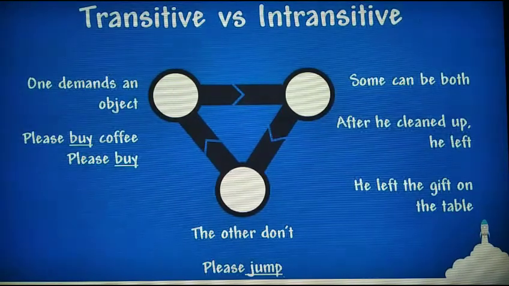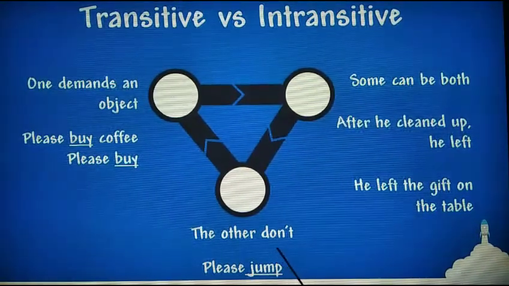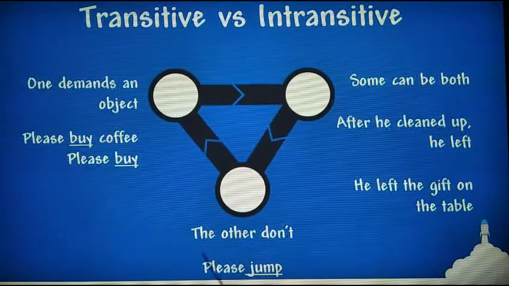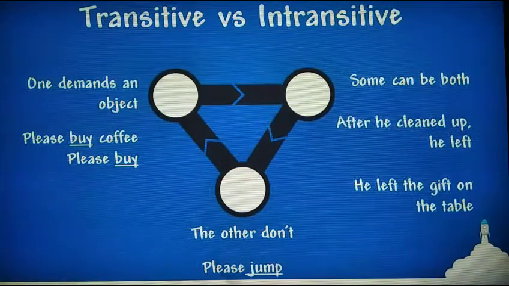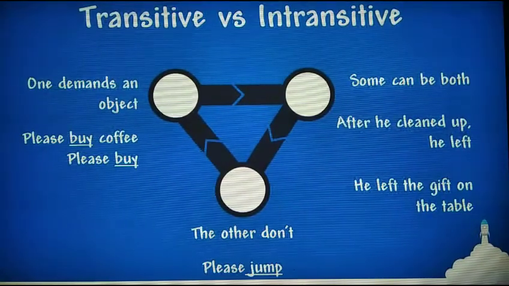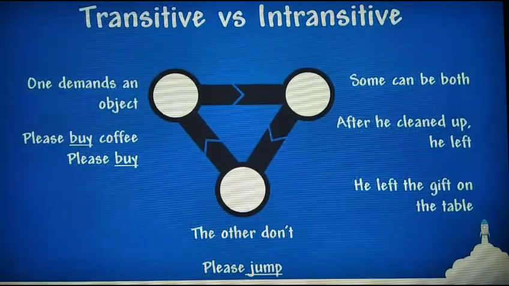It's incomplete. The other type of verb, the intransitive, doesn't need a direct object to complete its meaning. For example, please jump. We can see here that we don't have a direct object, but the meaning of the sentence is complete. Please jump. Please buy is incomplete.